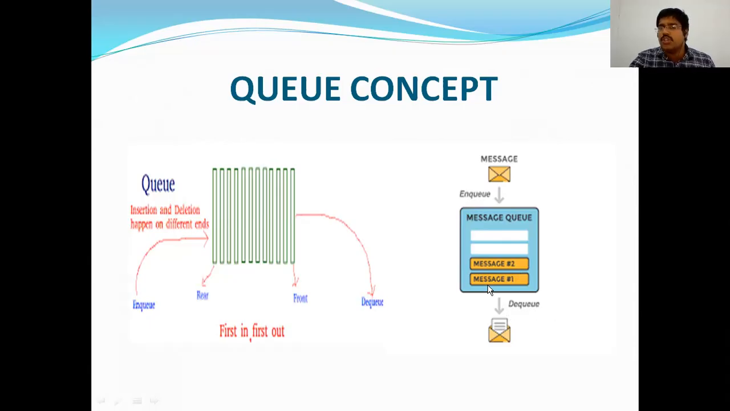That phenomenon is called DQ. DQ is nothing but, whenever I grant the permission to access a particular message, that message will come out of the queue. That will be called DQ.